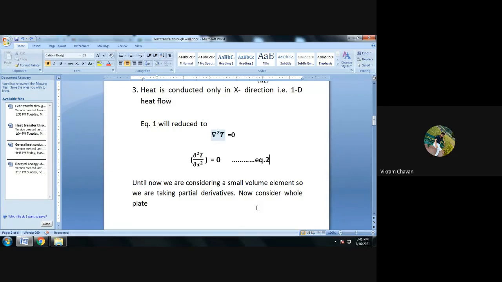So we are taking partial derivatives. Full stop. Now consider whole plate or whole wall. Okay, plate or oblique wall. You can write here oblique wall also. Plate, oblique wall. Now consider whole plate, oblique wall.